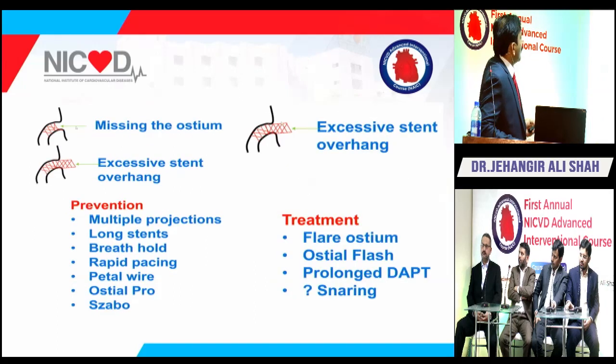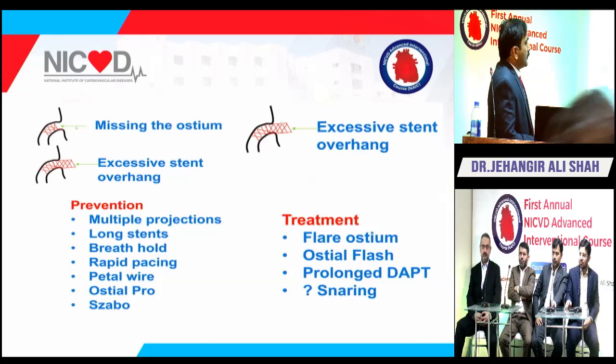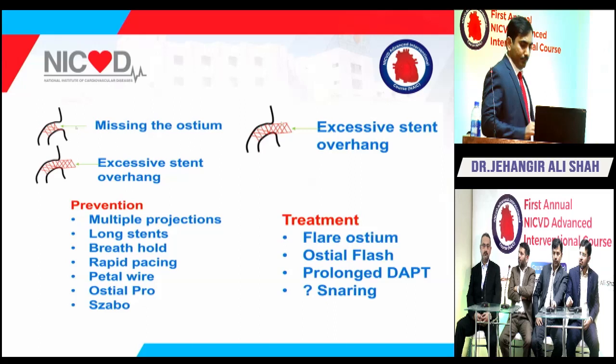So to prevent missing the ostium or excessive stent: multiple projections, long stent, breath-hold technique, rapid pacing, or the floating wire, ostial device, or just the Szabo technique. And for excessive stent overhang, treatment is you just flare with the ostial flash balloon, prolonged DAPT, or just snare it out.